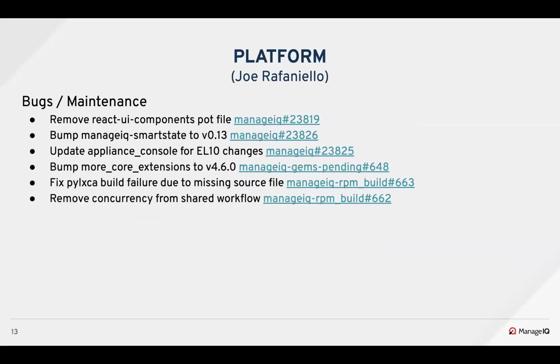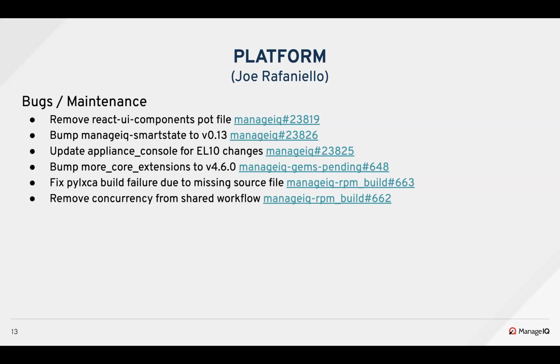For bugs and maintenance this sprint, Jason removed the React UI components pot file in core. Adam bumped the smart state version to 0.13 in core. And that was primarily to remove the rev over SSA support since we were missing an EL10 package. In core, Brandon updated the appliance console version to the prior one that was released, again, for EL10 changes.